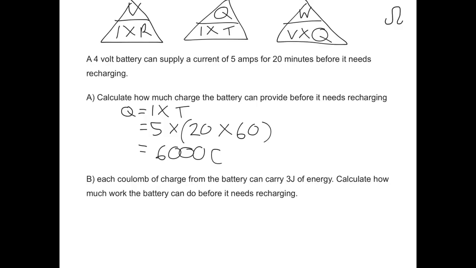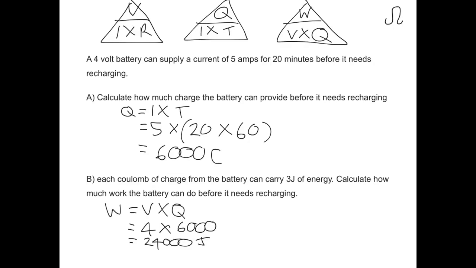B, each coulomb of charge from the battery can carry 3 joules of energy. Calculate how much work the battery can do before it needs recharging. Okay, so for part B, you're going to use the formula W equals V times Q. V has been given as 4, and Q is something that I just worked out, which is 6,000. So what's 4 times 6,000? Well, it is 24,000. And work done is measured in joules. So there's the answer right there.